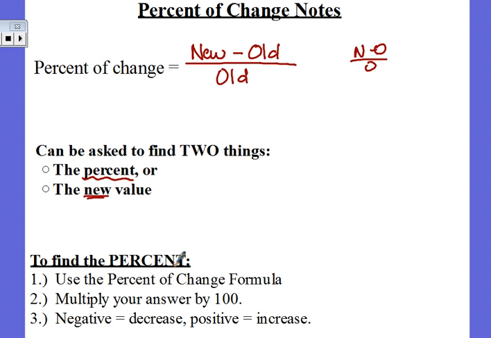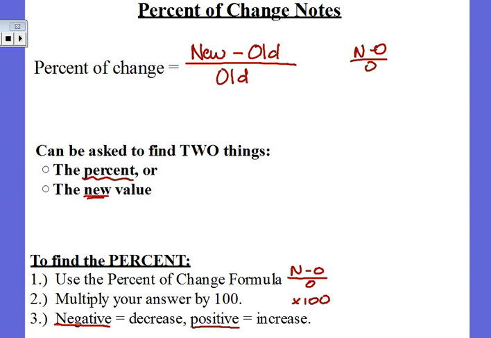Okay, so to find the percent, that first thing that they could ask us for, we're going to use that percent of change formula. So again, that's n minus o over o, right? You're going to then take whatever answer you get, positive or negative, and multiply it by 100. Then you interpret that answer based on if you have a negative percent or a positive percent. So when you get your answer, it will say negative 25.2%. That means it decreased 25.2%, or a positive represents increase.